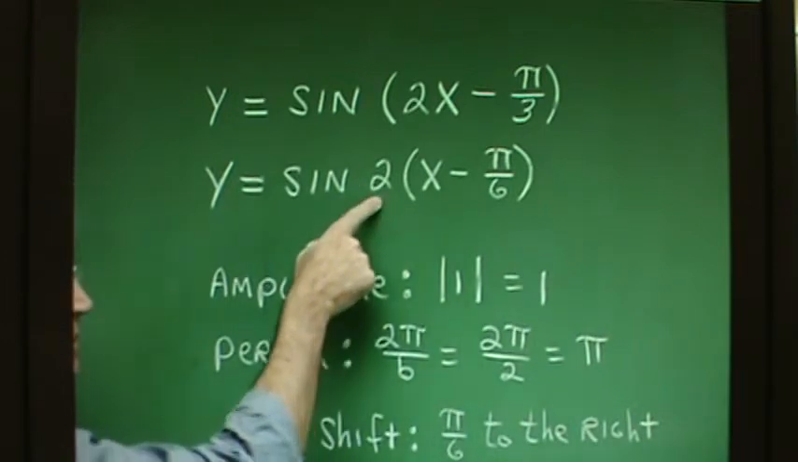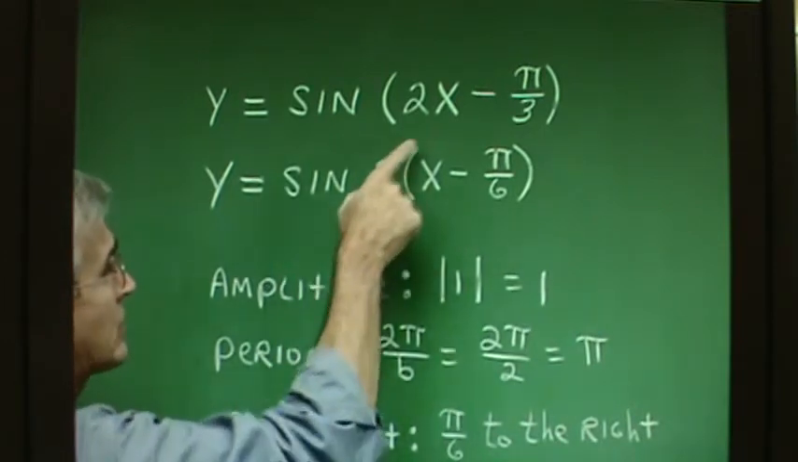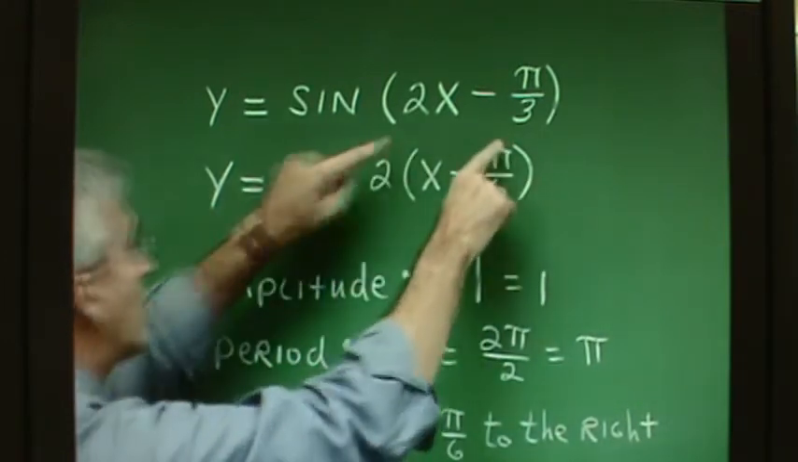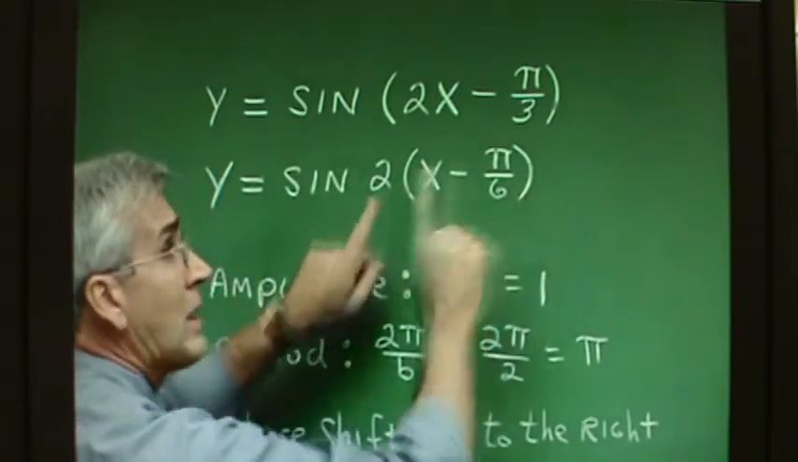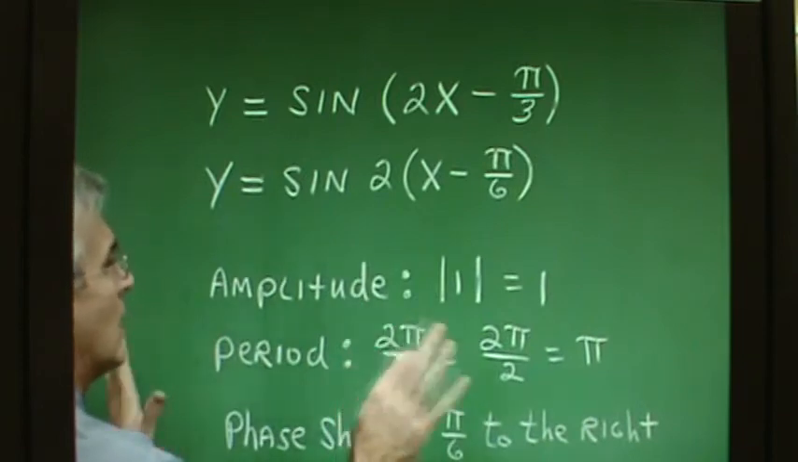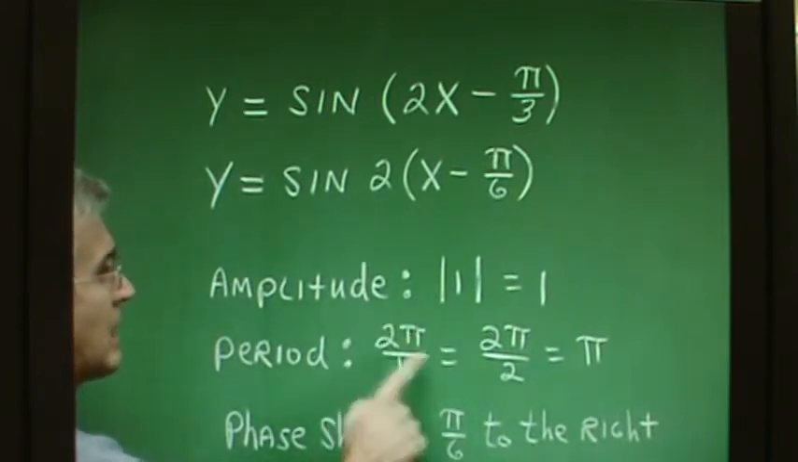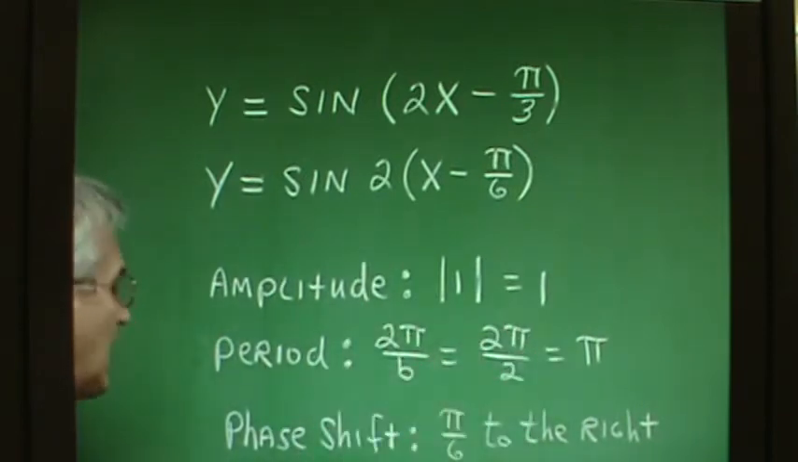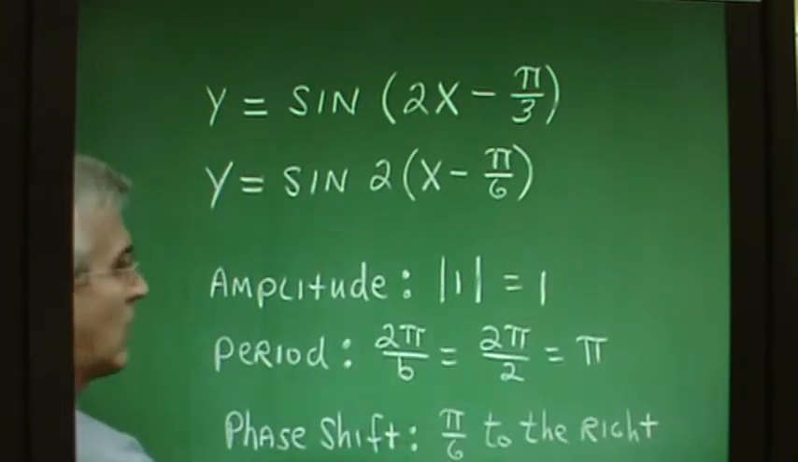Now, this 2 can be identified either here as the coefficient or the outside factor of the binomial, or as the coefficient of x. In either place, it's the same. Okay, so it's 2 pi over b, 2 pi over 2, or simply pi. Now we have a phase shift of pi over 6 to the right.